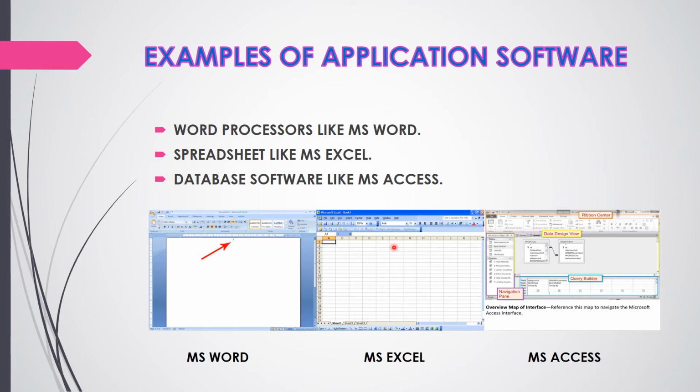Microsoft Excel is a spreadsheet application which is used for calculation purpose. Microsoft Access is a database software used to store large amount of data in a structured way in form of tables. Now let's move to the different types of computer.